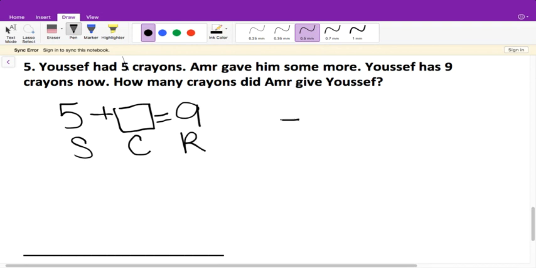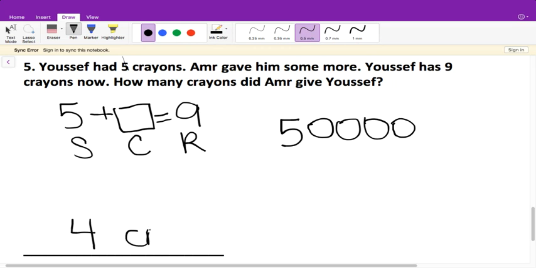Okay, we're going to count up to find the answer. 5, 6, 7, 8, 9. And I can see 1, 2, 3, 4 is our answer. So we'll write 4. And the label, how many crayons? So our label is crayons.